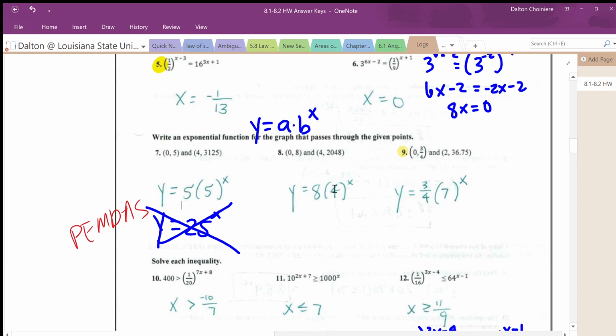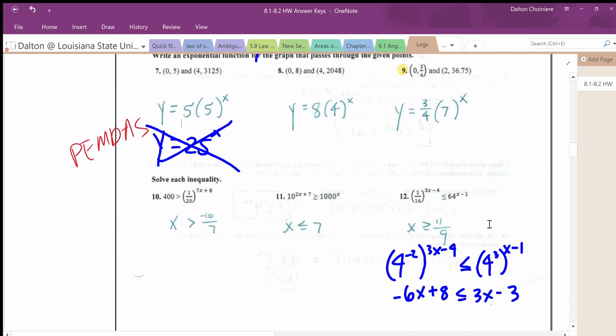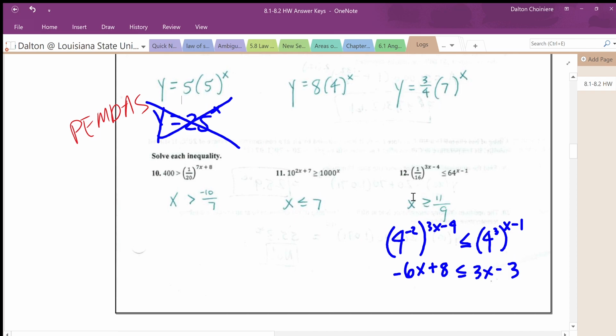You would just leave them as is, raised to the x power. So again, you're grading number 9, 3/4 times 7 to the x power. The next 3 are essentially like the first 6. The only difference is that these are inequalities instead of equations. So just be mindful of the inequality symbols throughout those.